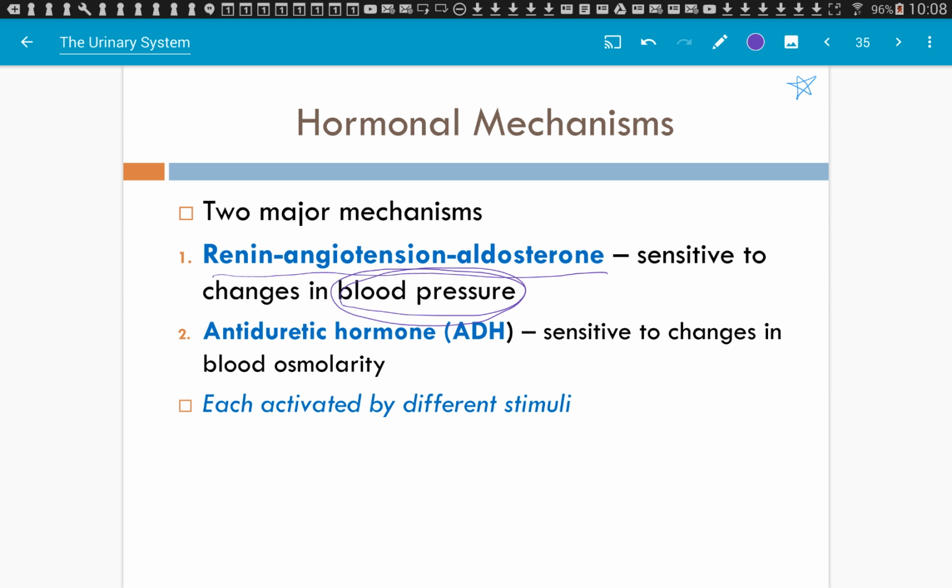The other mechanism, the antidiuretic hormone, is triggered by changes in your blood osmolality. Is there less solutes in that blood than normal, or are there more? So please remember what triggers either of these mechanisms. That is something you need to know.